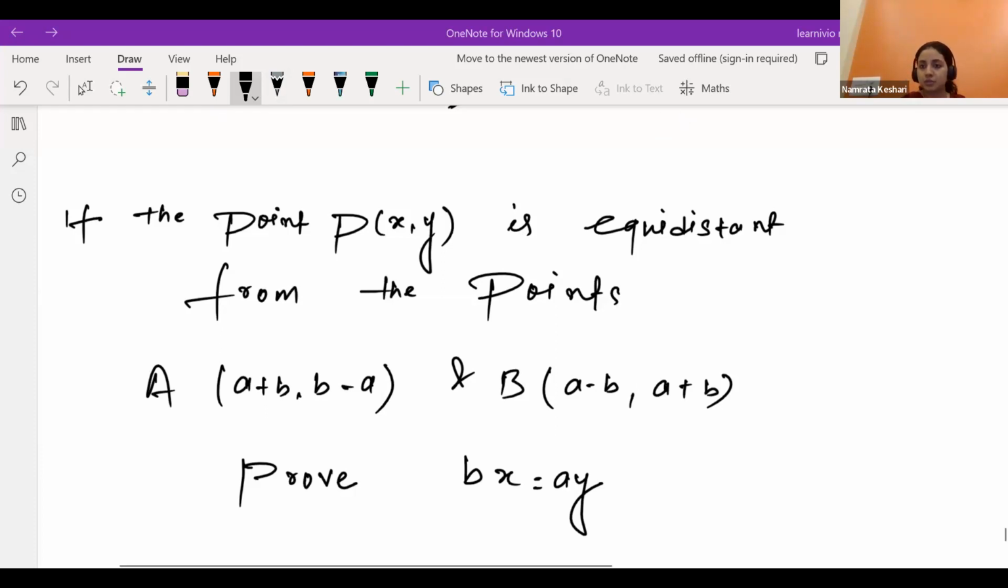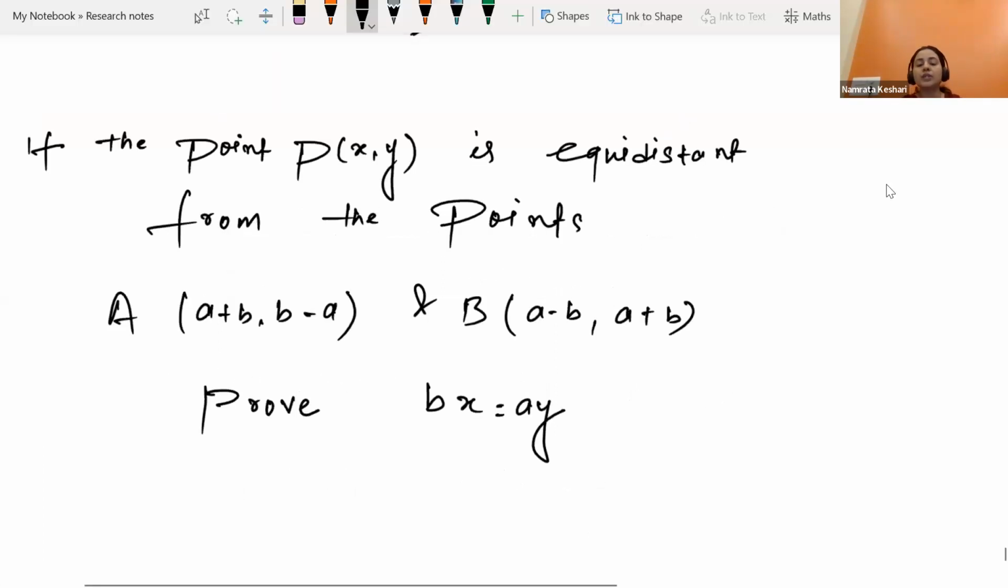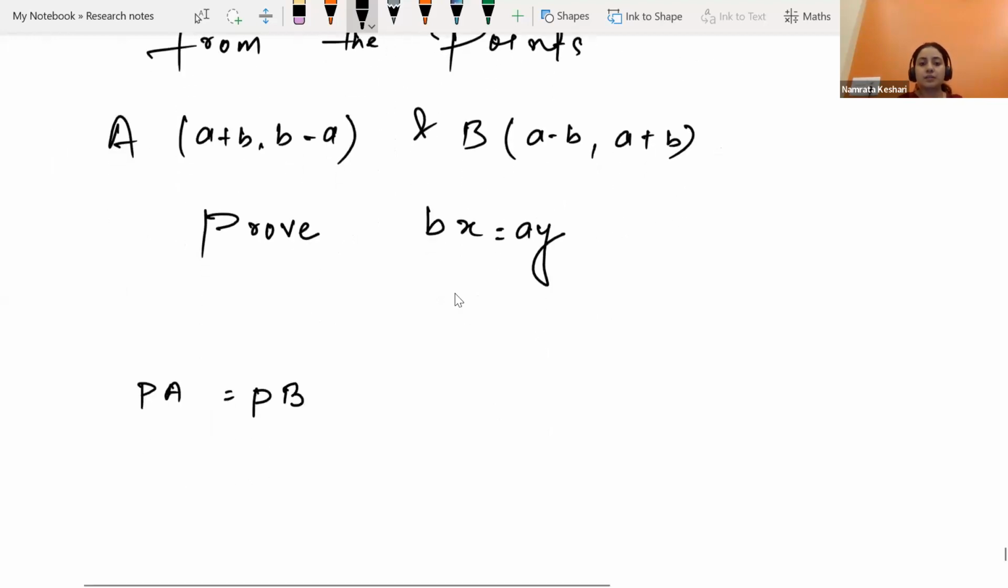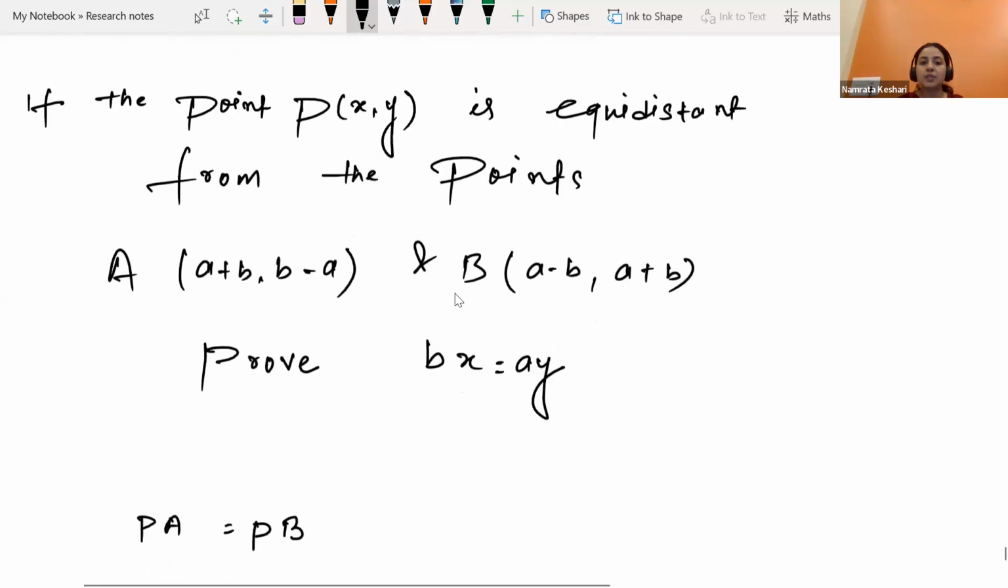Let's do it. So if the point P is equidistant from this point and that point, what can we do? The distance between PA must be equal to the distance between PB. Right? Okay, let's find PA and PB.